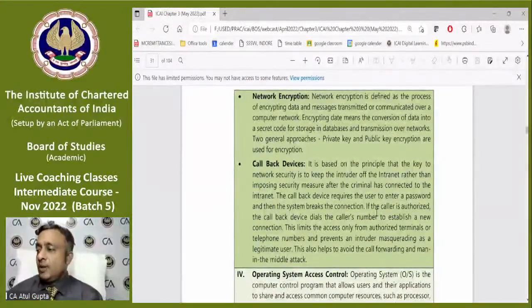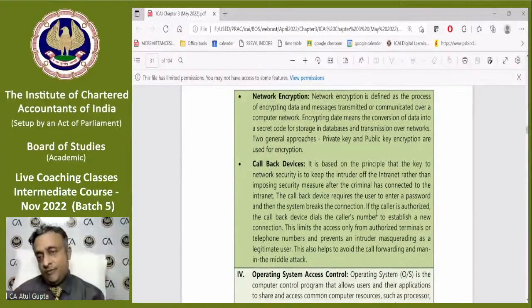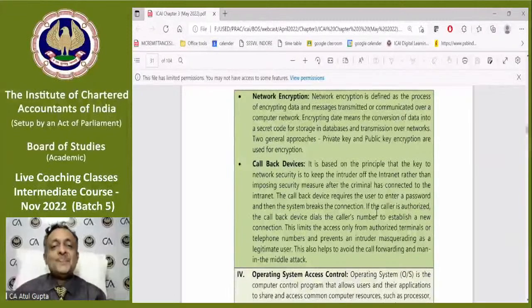Then next you can have network encryption. Whatever data you send, send it in encrypted form. That also ensures security. And the last line is important, please carry it. Two general approaches: private key and public key encryption. That is part of the Information Technology Act. The Information Technology Act talks about the public key encryption system or asymmetric crypto system.